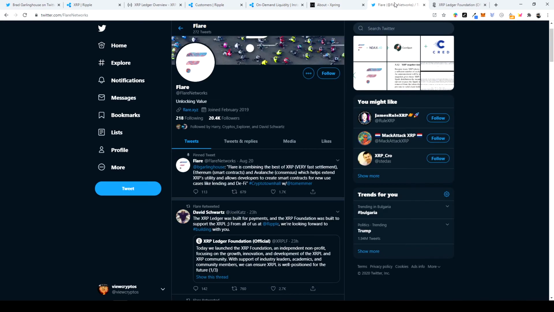This is amazing. And something even more amazing is the Flare network. Why? Well, because the Flare network is bringing smart contracts on the XRP Ledger. And let's look at this tweet right here from Brad Garlinghouse. Flare is combining the best of XRP, very fast settlement, Ethereum smart contracts, and Avalanche consensus, which helps extend XRP's utility and allows developers to create smart contracts for new use cases like lending and DeFi. So XRP is great, but Flare Network is going to make XRP even greater.